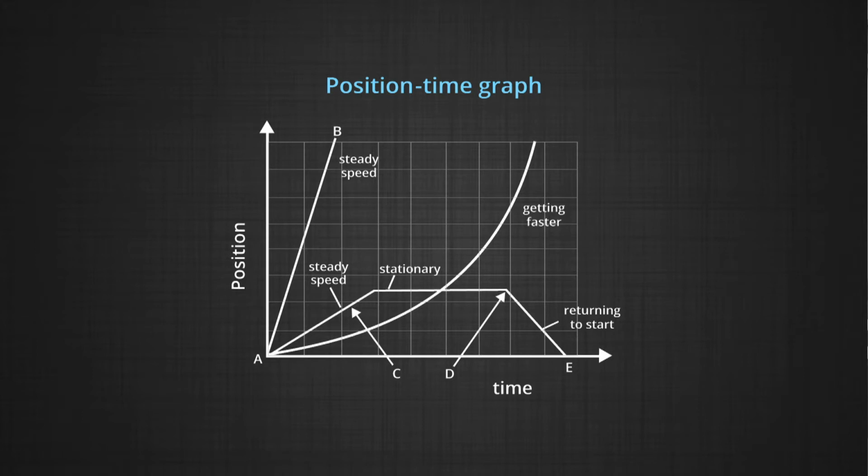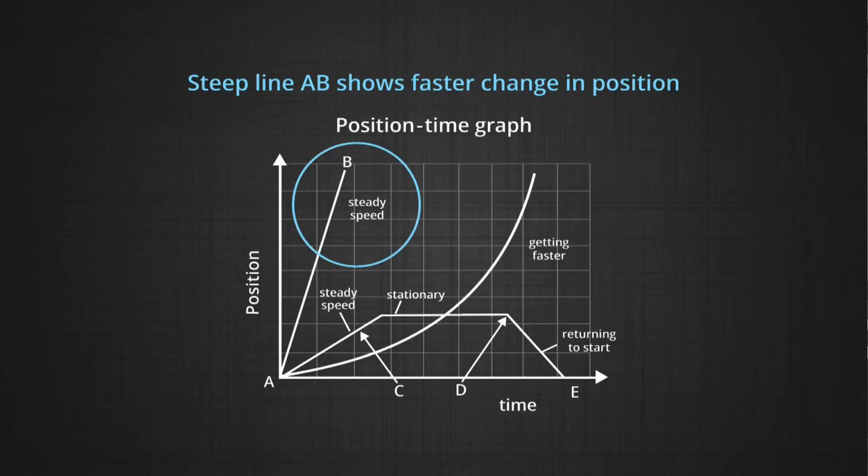Let us see section by section what the position time graph can tell us. Look at AB. This straight line shows, and the steepness of this line shows, that the position is changing very fast. This is faster than the straight line section which is marked as C, or the straight line section which is marked from D to E.